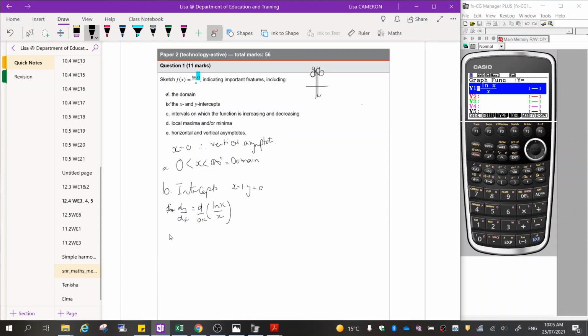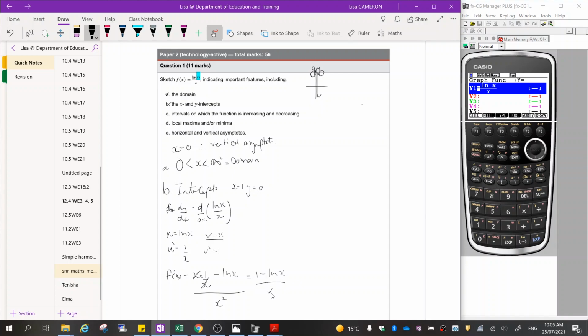it's quotient rule. So u equals ln x, u dash equals 1 over x, v equals x, v dash equals 1. When I substitute this into my function, the derivative of it is equal to, it's always v first, so x times 1 over x, subtract ln x times 1, and 1 times anything doesn't change it, all over x squared.